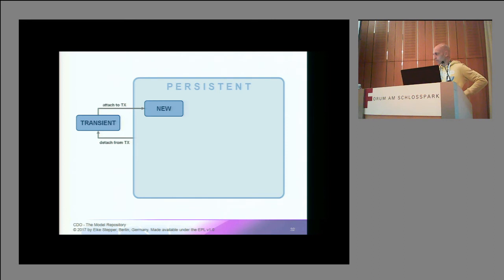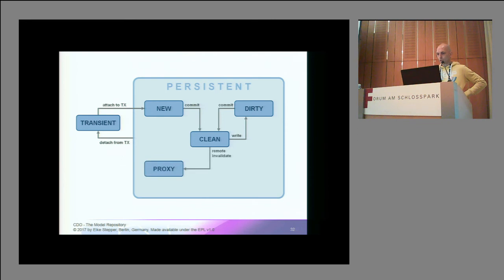I think time's running now, so I quickly show you the internal state machine of CDO. It's a little bit similar to Hibernate, I think, except that in CDO we have these remote invalidate events. They are created when the server sends notifications to the other clients. And you saw this transition here in my demo. There I had a conflict, but there was a conflict resolver configured, and that resolved the conflict automatically.